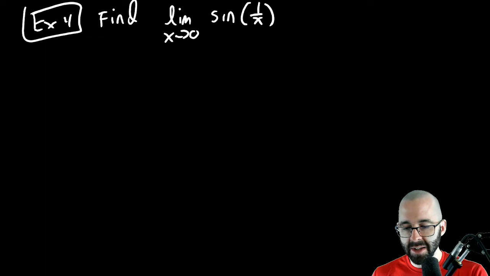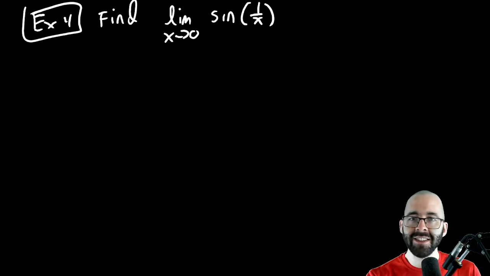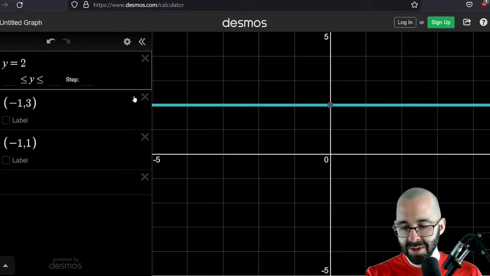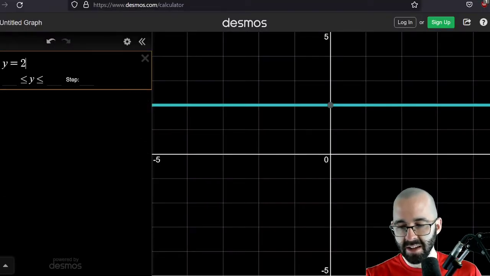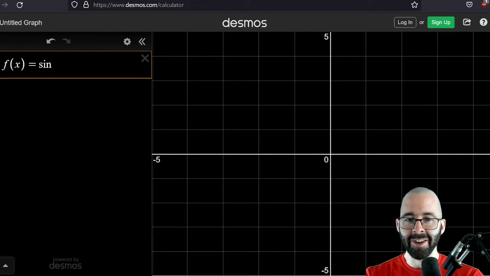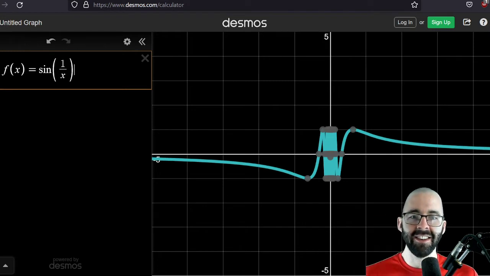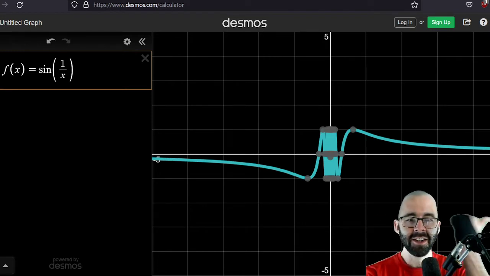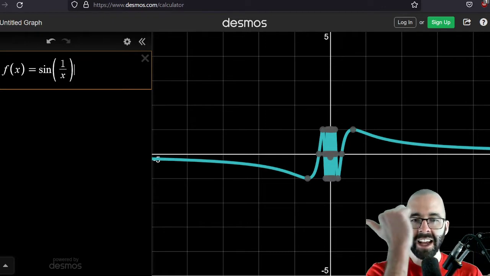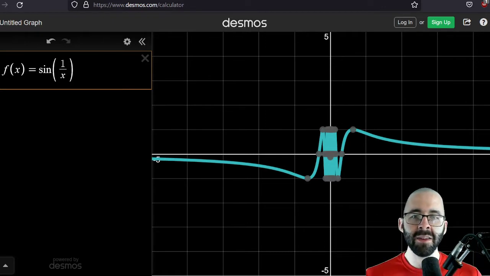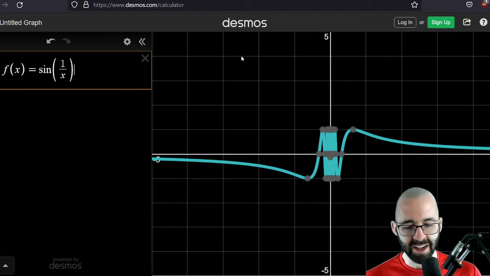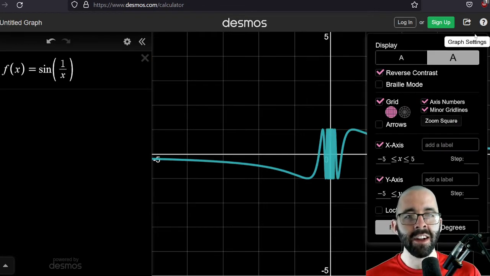So find this limit. Anyway, let's look at this function graphically. Sine of 1 over x. Let's see what happens. f of x equals sine, are you ready for this? 1 over x. As it goes to infinity, it approaches 0. As it goes to negative infinity, it approaches 0. And in the middle, I don't know what's happening. It's hard to tell. Let's zoom in a little bit.